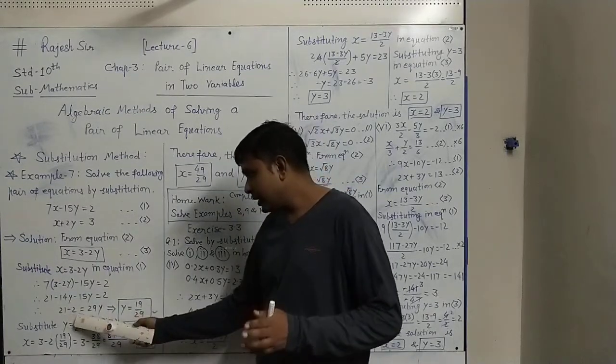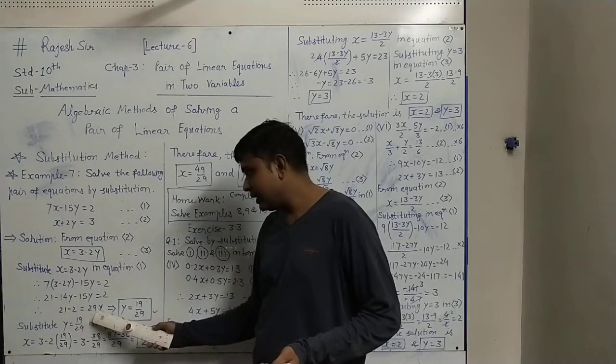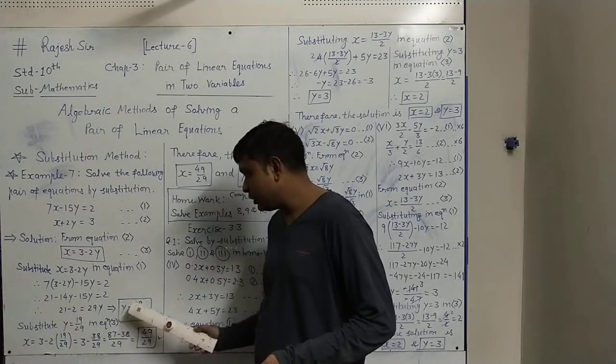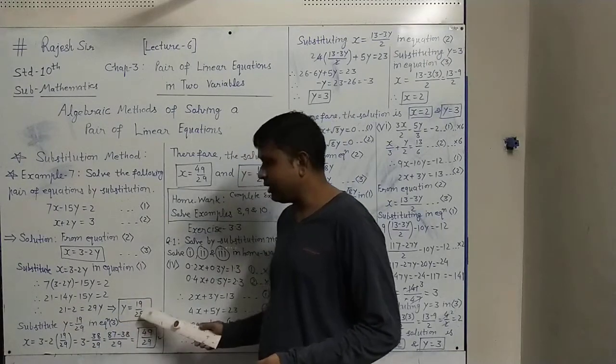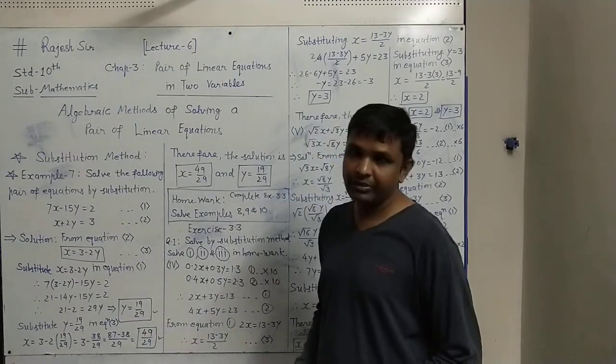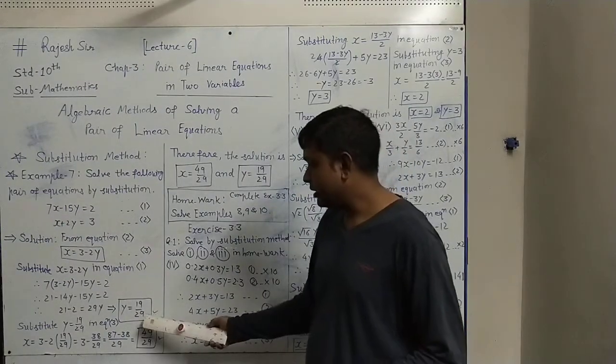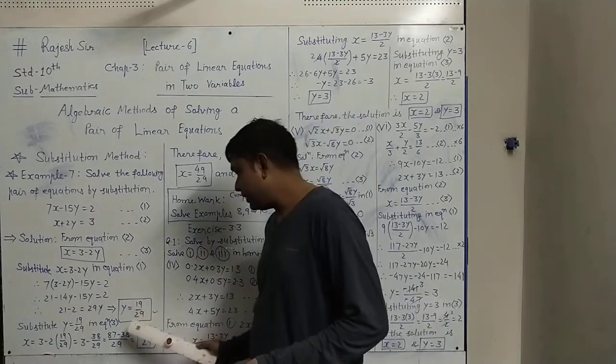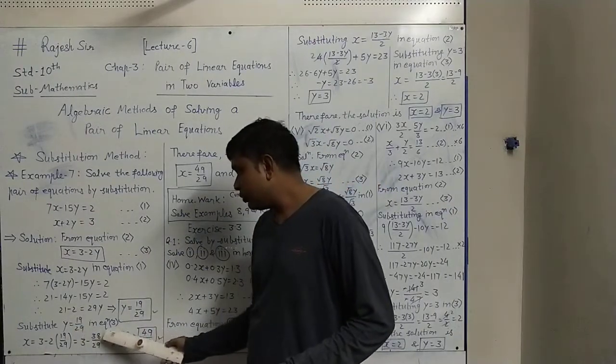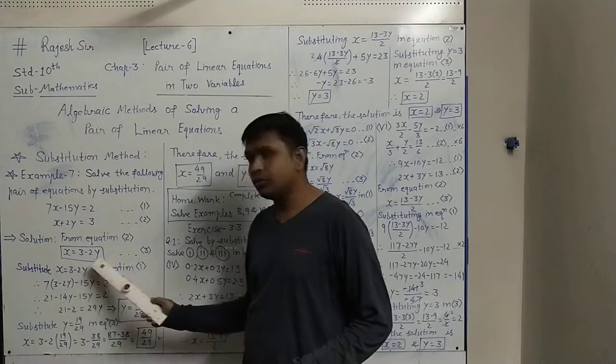Now 21 minus 2 will give 19, and this 29 will go down to that, so y equals 19 by 29. This is the value of y we got. This way, very simply, we got the value of y. Now this value of y equals 19 upon 29, put in equation number 3, which we have made x equals to something.